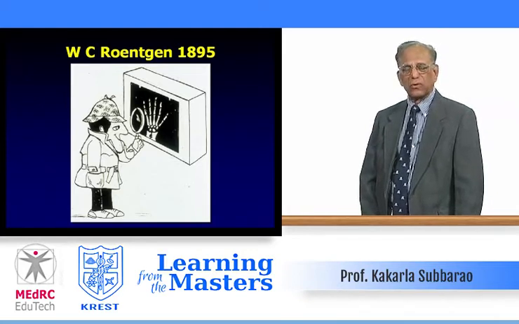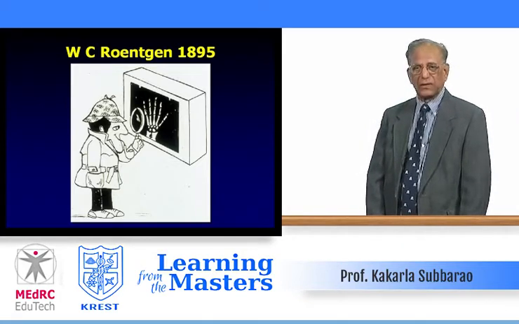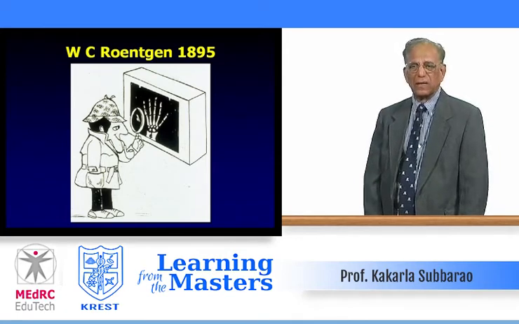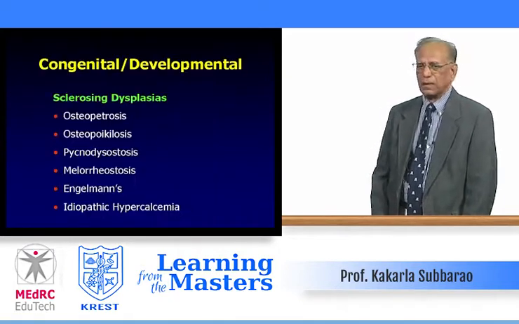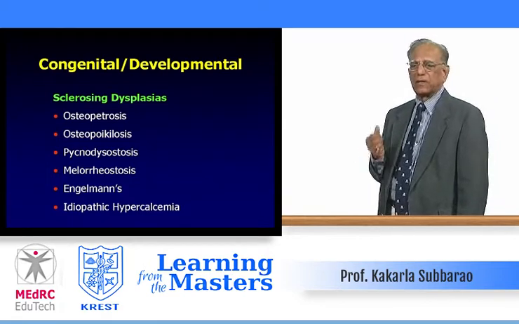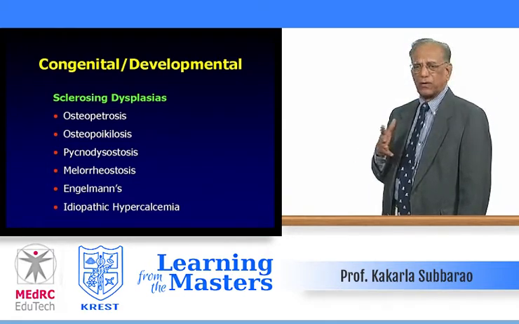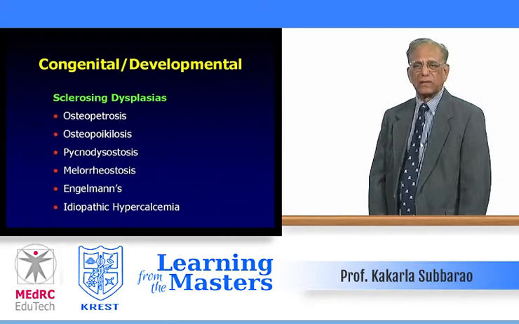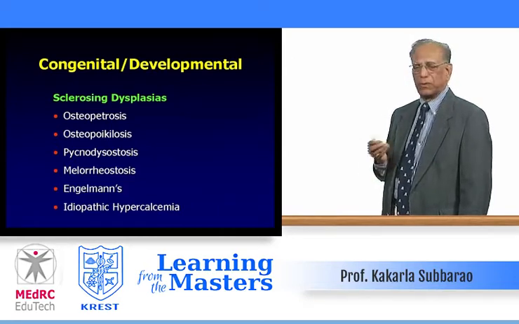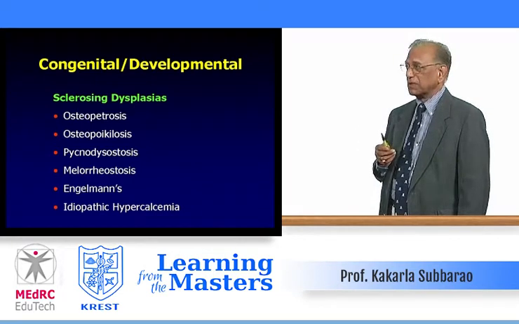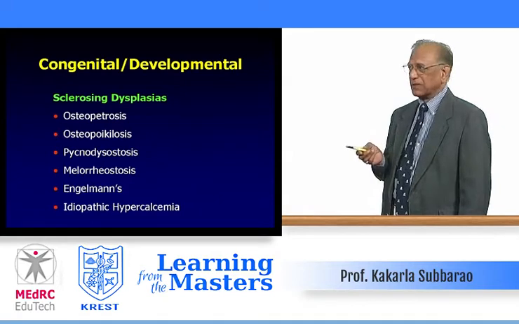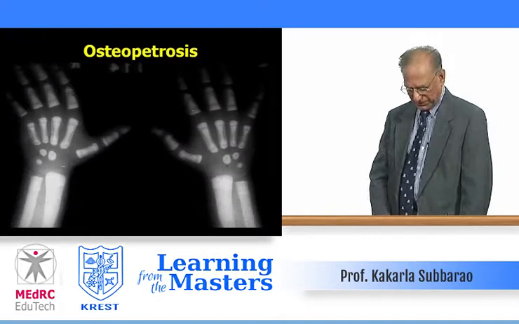In 1895, it was Wilhelm Conrad Röntgen that discovered the X-rays, and then he took his wife's hand for the first time in order to depict various bones. And following a method, congenital or developmental abnormalities, first of all, we take sclerosing dysplasias of the skeletal system: osteopetrosis, pycnodysostosis, melorheostosis, Engelmann's disease or epiphyseal dysplasia, and idiopathic hypercalcemia.